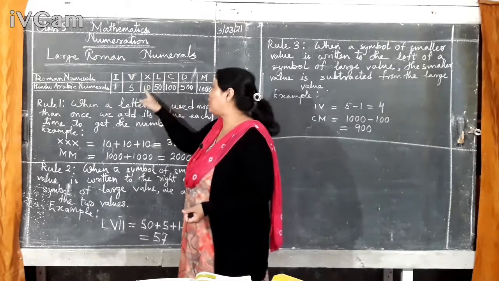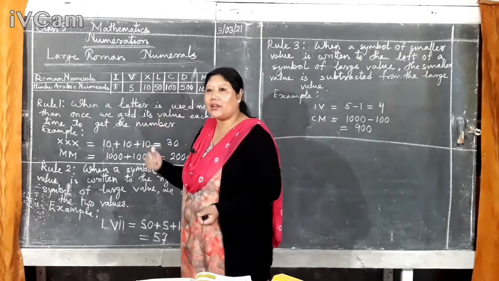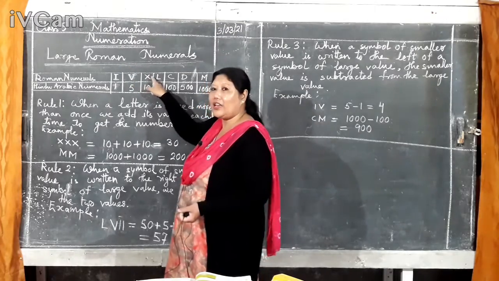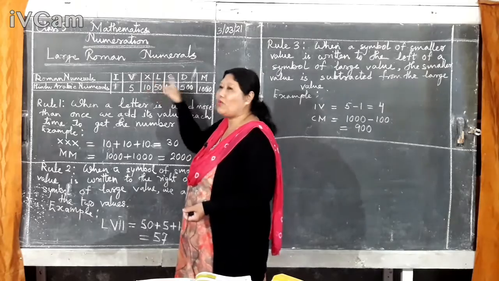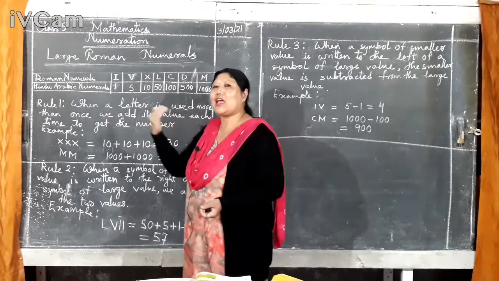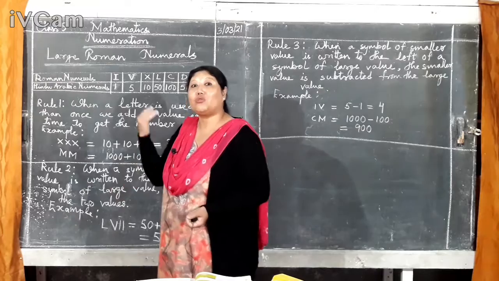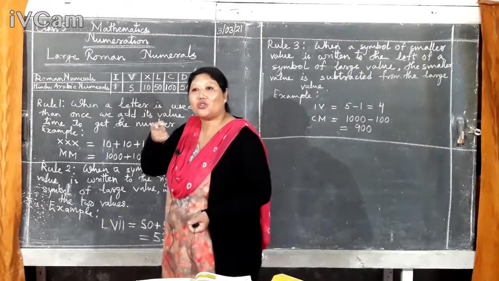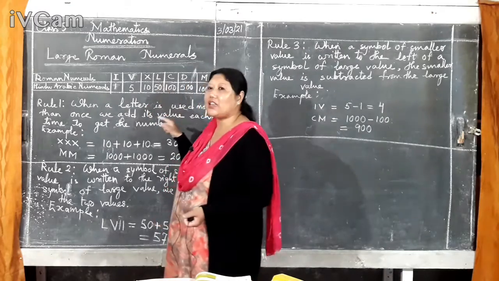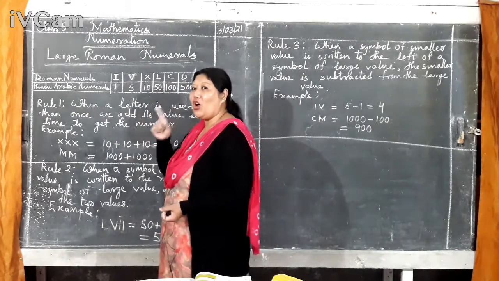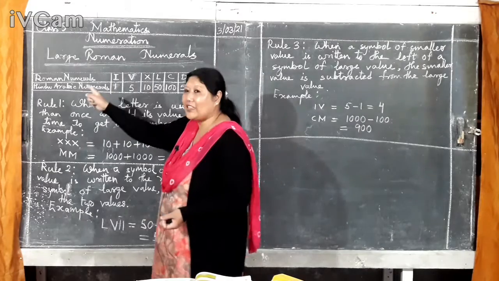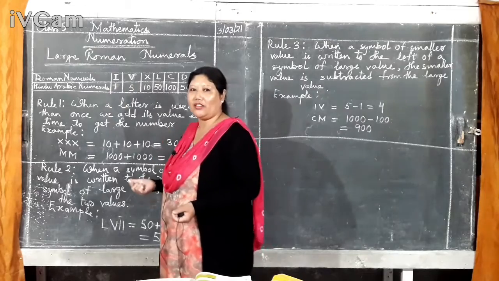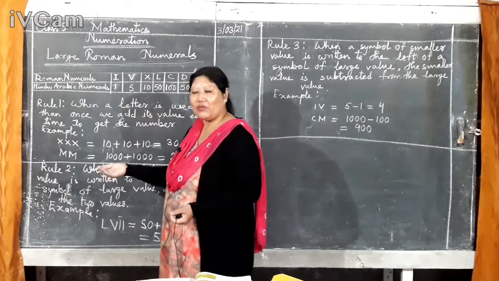And in 10 also, if you wrote 1 this side, it will be 9, because 10 minus 1 will be 9. If you wrote that 1 here on the right hand side, then 10 plus 1 will be 11. Like that, 10 three times is 30. But to write 40, what are you going to do? To write 40, you should know 50. So 50 is L, and if you wrote on the left hand side, it will be 40. 50 minus 10 will be 40, isn't it?